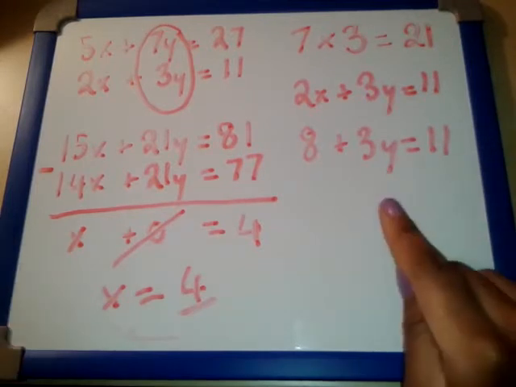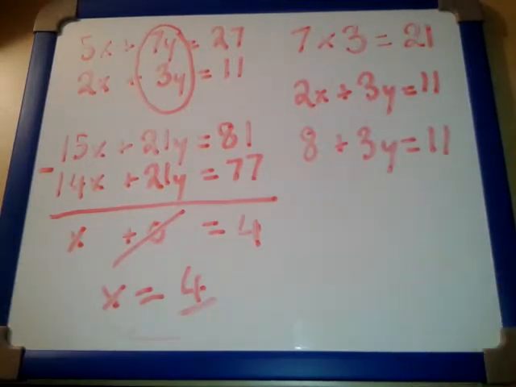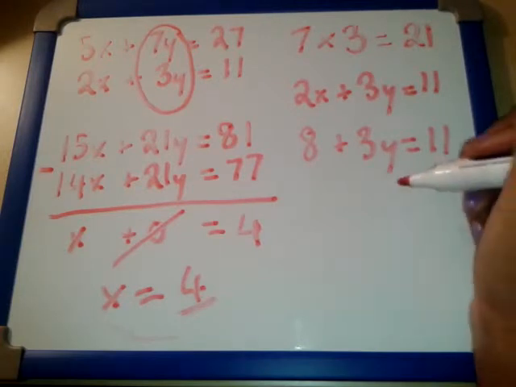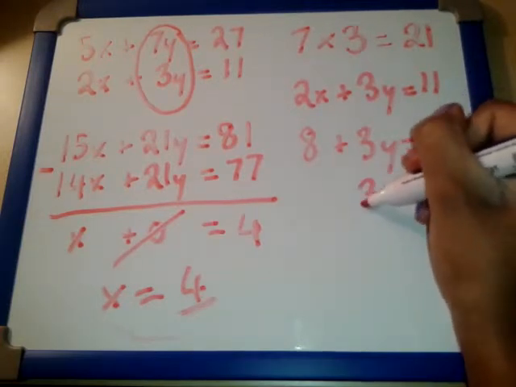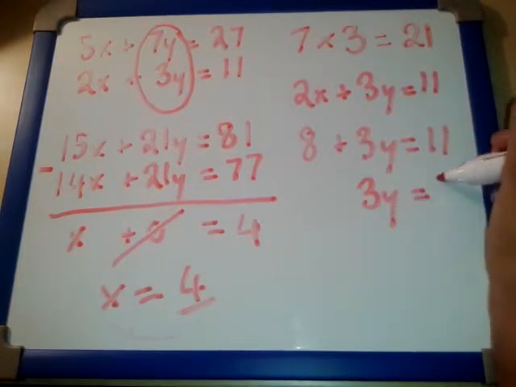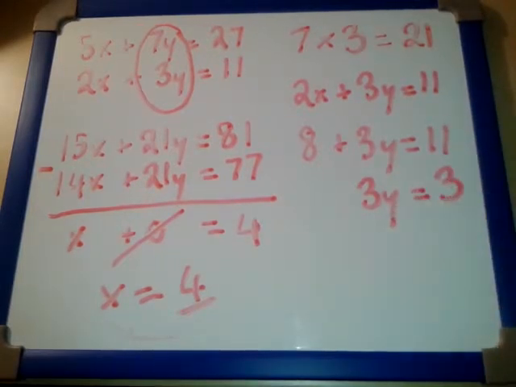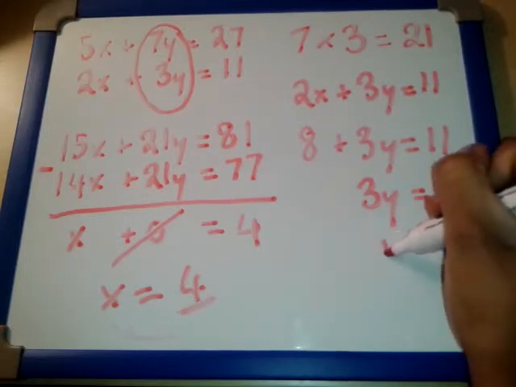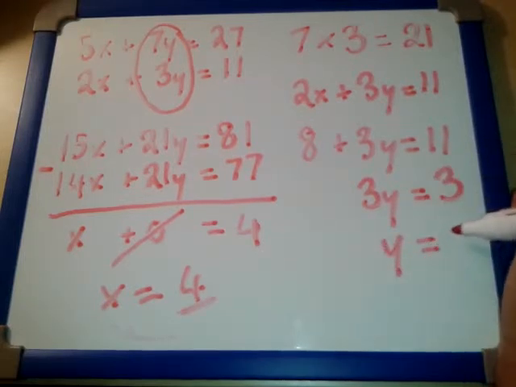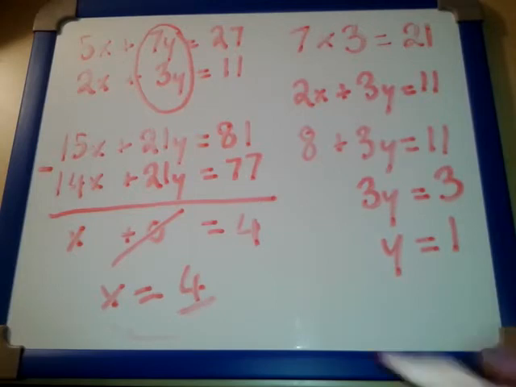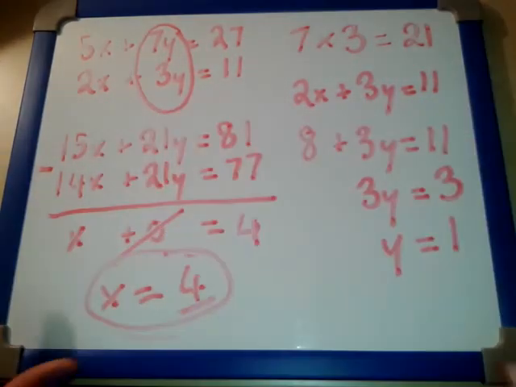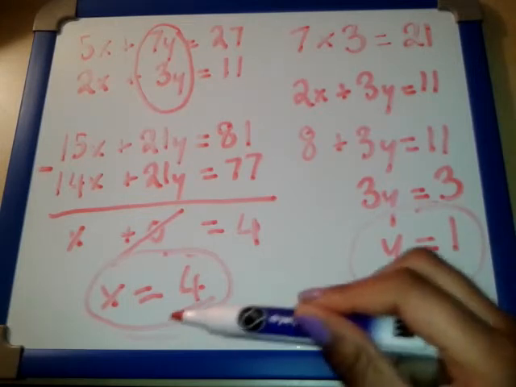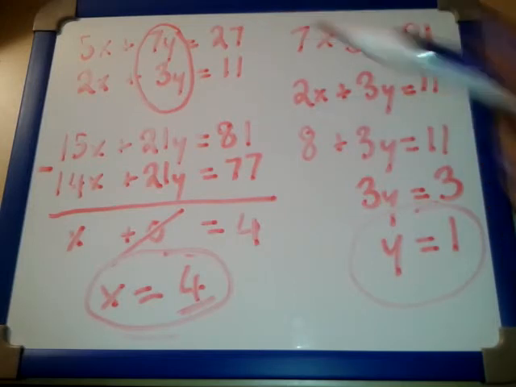Again, we want all the y's on one side of the equation and all the numbers on the other side. And the quickest way to do that is to subtract 8 from both sides. And this will give us 3y equals 3. And then all we need to do is divide both sides by 3 to get y equals 1. So here are our solutions. x equals 4 and y equals 1. And if we were to put these values for x and y back into the original equations, they're both going to work. So that's how you solve simultaneous equations using the elimination method.